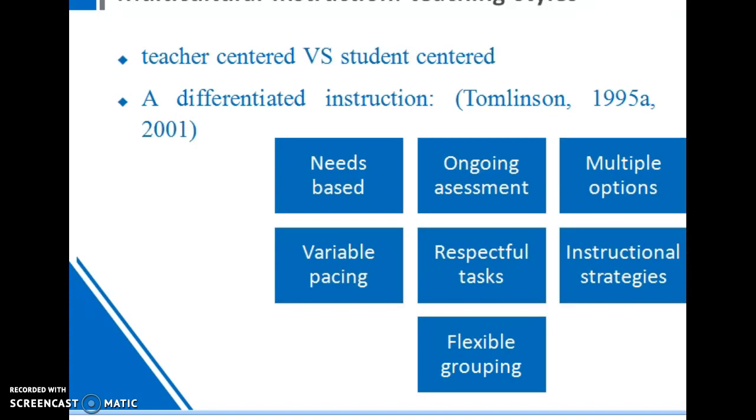This framework is proposed by Tomlinson. It has seven aspects: needs-based and ongoing assessment. We should have multiple options for studying. Also, different students may have different pacing, and we should give respectful tasks that are meaningful and related to their own culture. And we should have various instructional strategies, and lastly, flexible grouping.